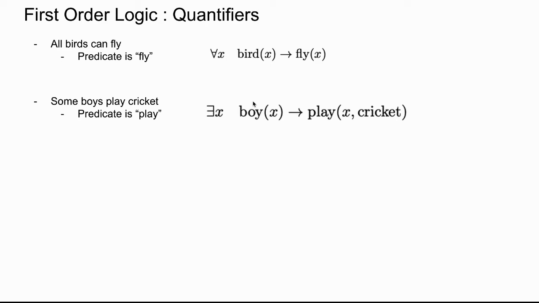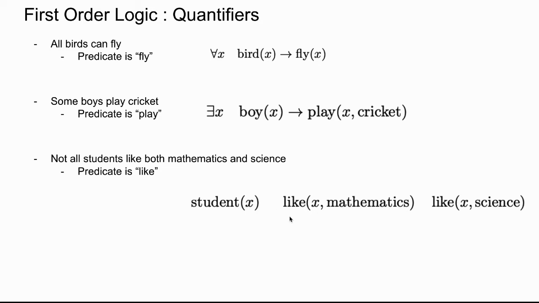Okay, so now let's take another sentence which is slightly more complicated. Not all students like both mathematics and science. So here the predicate that we have is like. So we have two functions and we are using the same function like twice. So we have one unary function called student of x, which outputs true if x is a student. Like x comma mathematics will be true if x is an object that likes mathematics. Like x comma science will be true if x is an object that likes science.